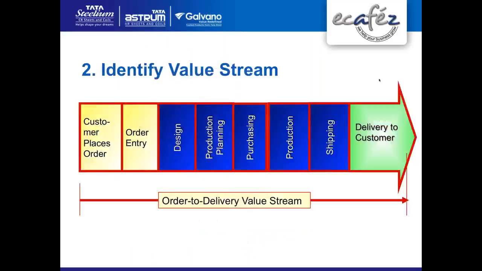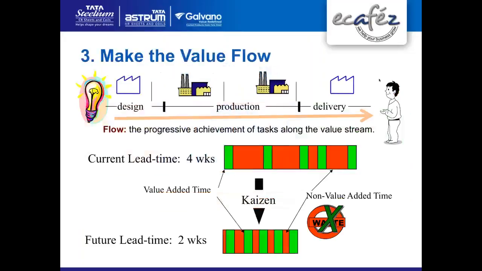Right from all the activities, right from the booking of order till the product is delivered in the hands of the customers. So customer order booking, order entry, design, production planning, purchasing, production, shipping, delivery to customer, all this has to be seen as a value stream, all horizontal activity. So we have to see that all these activities are performed without any interruption so that the product is delivered without any delay. How to make it flow?